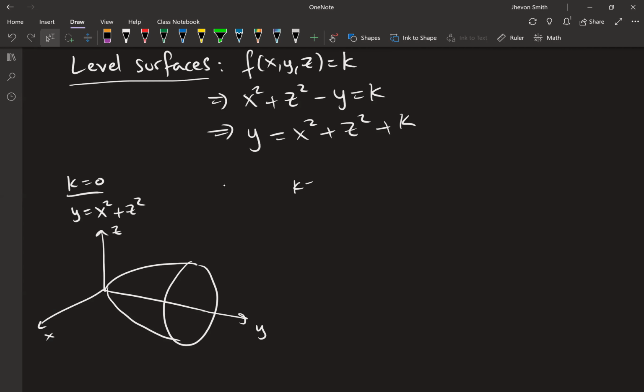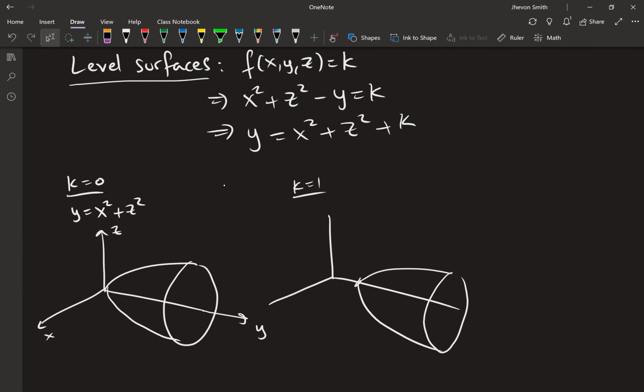And if we have k equals 1, that is a paraboloid opening along the y, but it starts at 1. Or we have k equals -1. That is a paraboloid opening along the y, but it starts at -1.